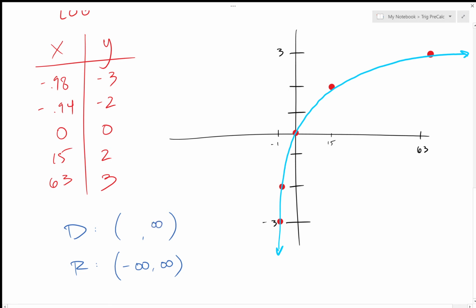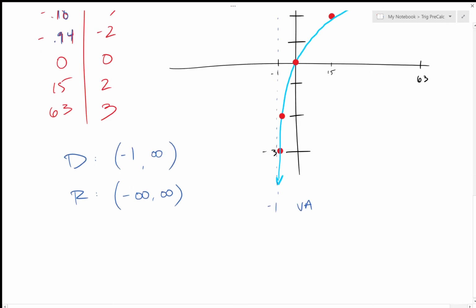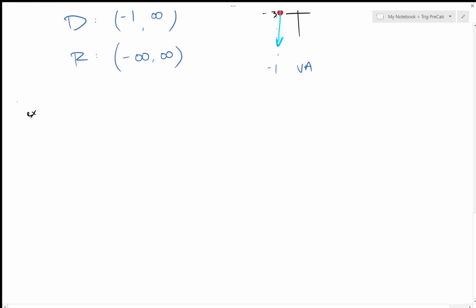Will it ever stop going to the left? Let's see. These numbers are getting closer and closer to something. And that number is -1. You see the numbers over here, -0.94, -0.98, both negative. These are getting closer and closer to -1. That's a vertical asymptote there. So -1 is where it starts, and then it goes off to positive infinity. Now let's take a look at another one, and you'll see why this one's pretty significant to us.